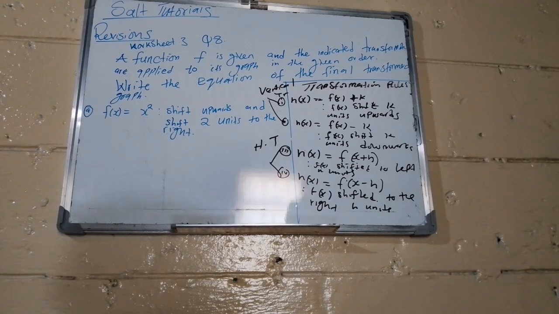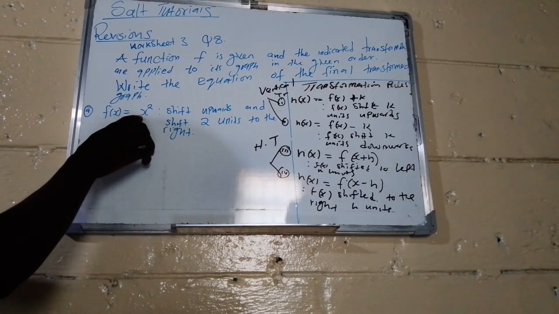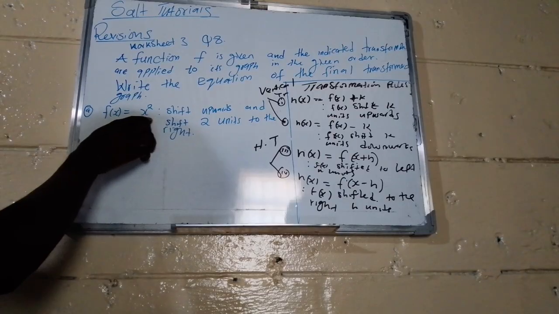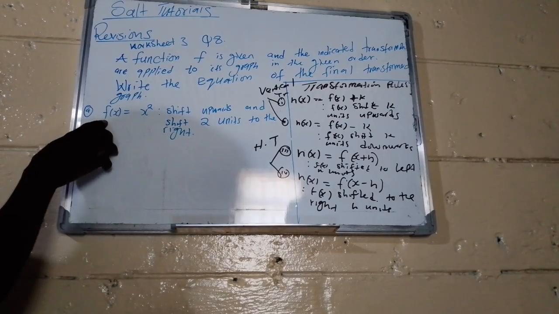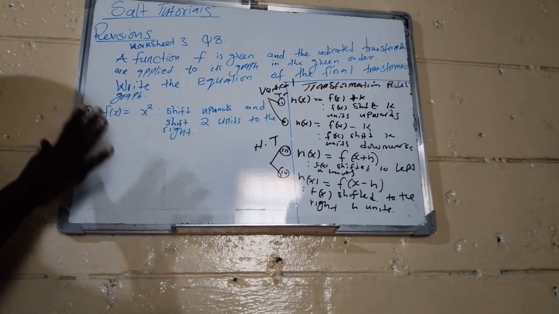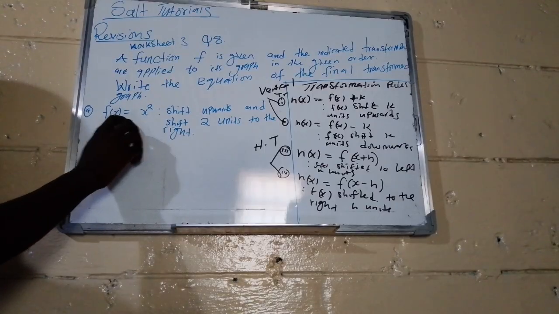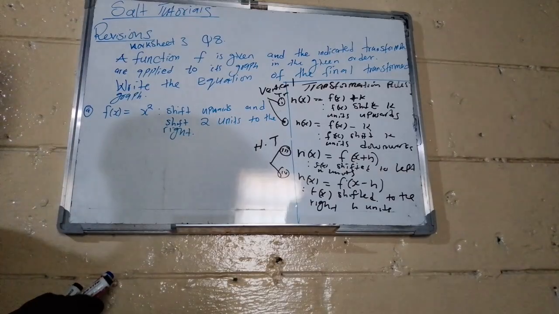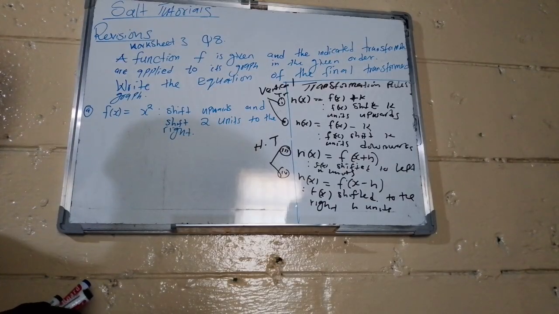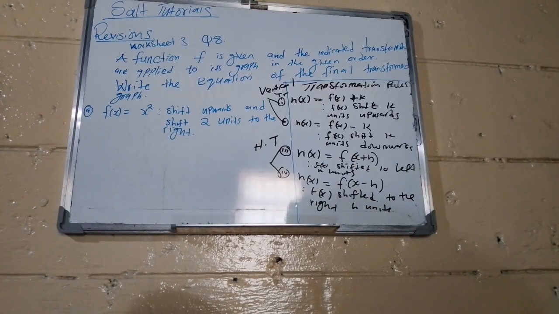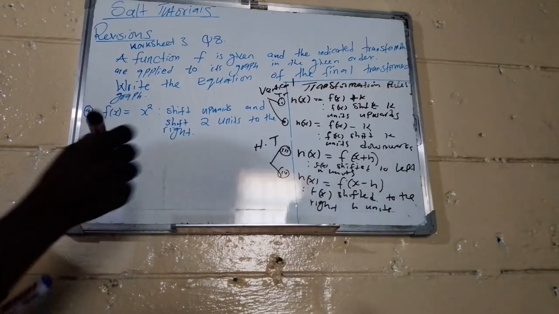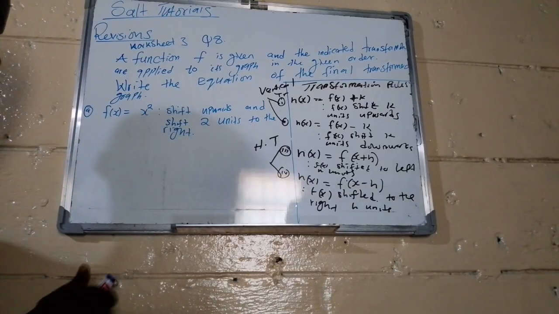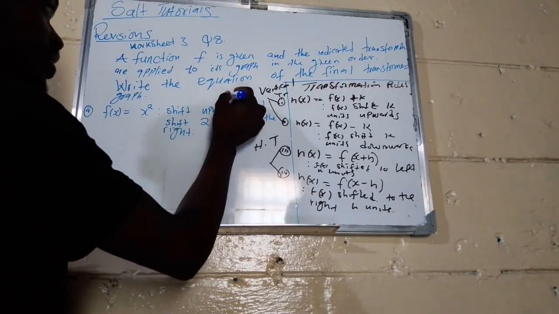We are going to look at the first one, letter A, where we're being told to find the final graph if f of x equals x squared. This is the original graph which has been given. Now, what would be the final equation? We are being told that it shifts upwards by 3 units. It shifts upwards by 3 units.